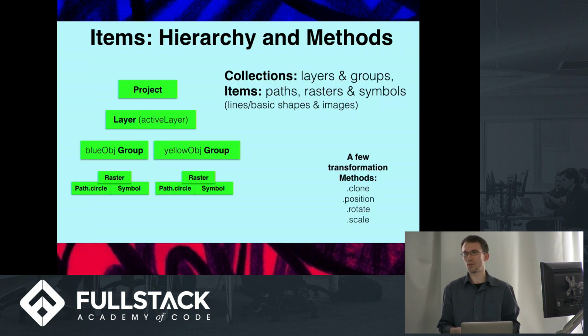Just want to give a very brief overview of all the different types of items that you have in Paper.js. You can basically break them down into two groups. There's the collection objects, layers and groups, and then there are individual objects that you add to your project. There's one project per canvas element, and you can have as many layers and groups as you want. Your first layer is going to be the active layer by default. And as soon as you start adding items, whether it's paths, which are just lines or basic shapes like circles, rasters, just think images, and symbols, I'll get into both of those later, as soon as you start adding items, they are automatically pushed into your active layer array.